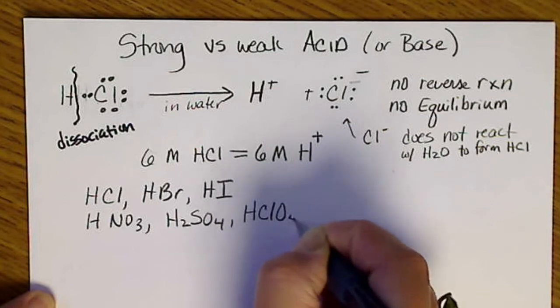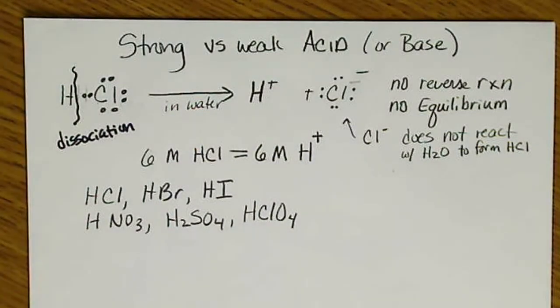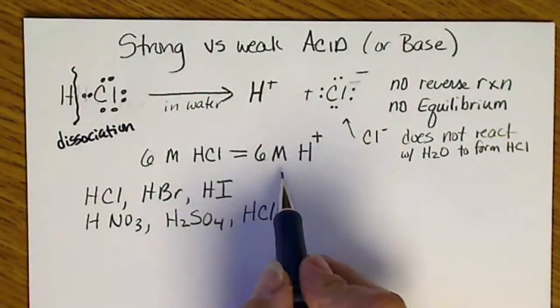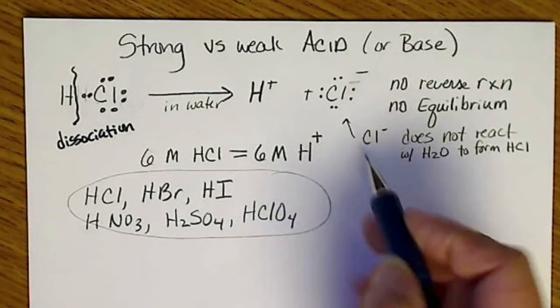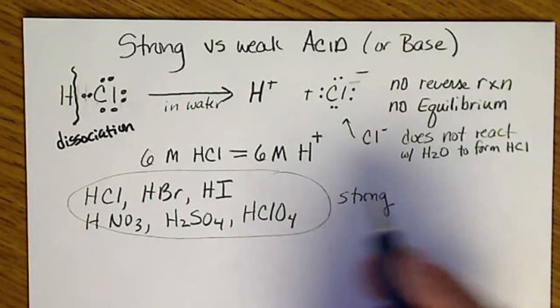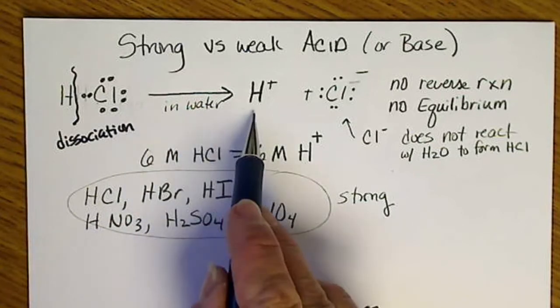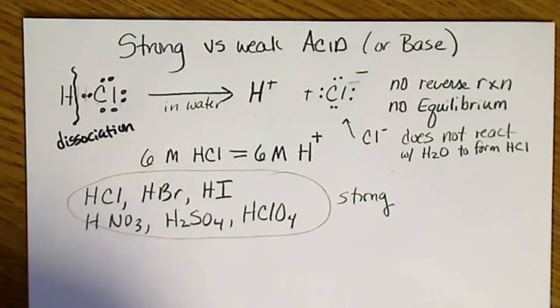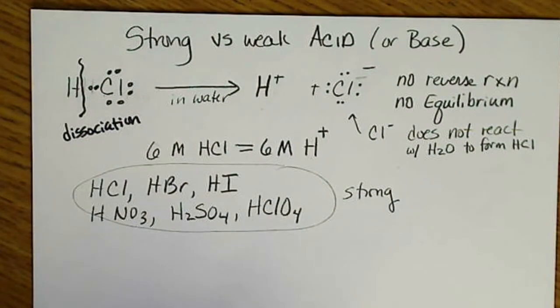There's probably some more that I can't think of right now. But anyway, all of these are strong acids. So the definition of a strong acid is that this reaction goes all the way to the right, and 100% of the hydrogen ions are pulled off of that molecule.